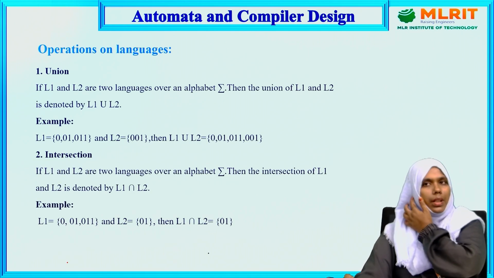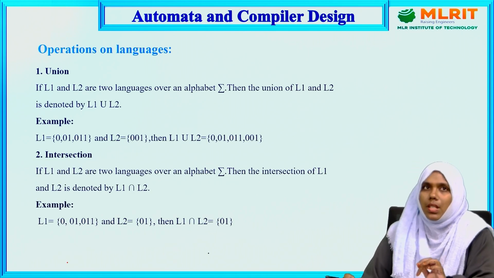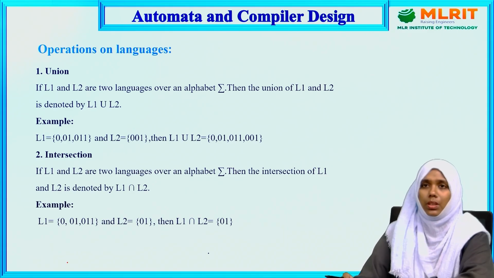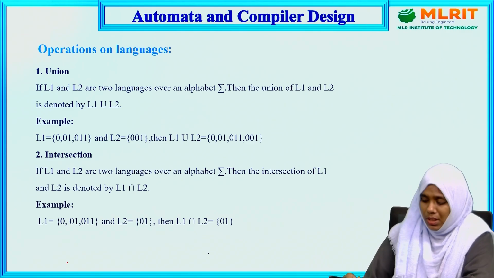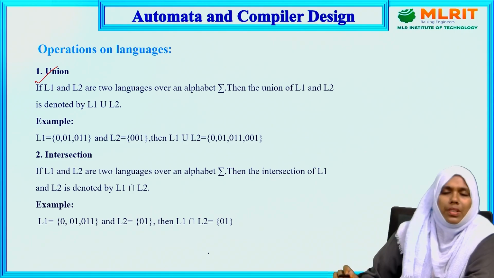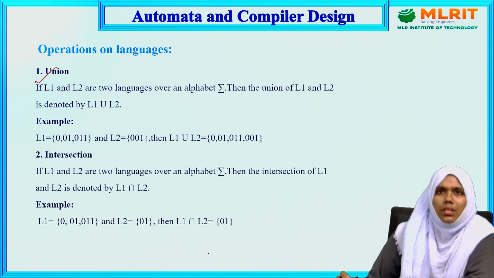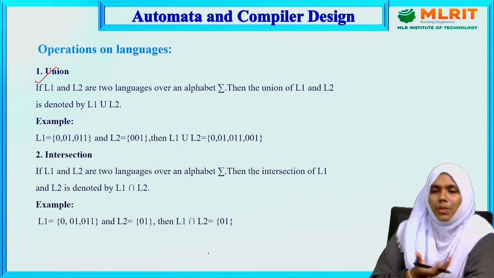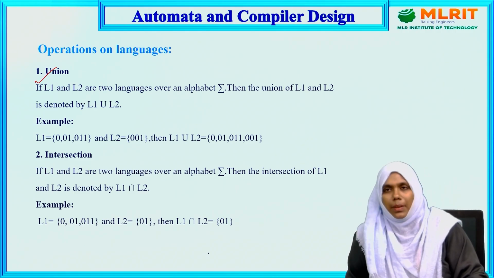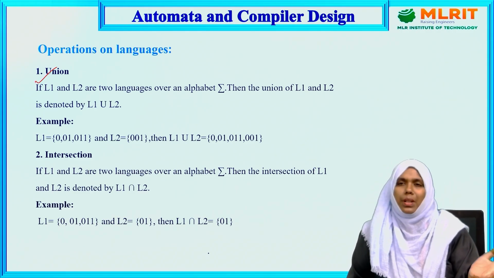Now coming to the different operations on languages. These are very important because without this understanding we can't understand the language. So what are the different operations? The first one, union. Simple operation, union. Union means whatever values are present in the sets, you just combine and write them. If you have a repeated value, you ignore that.